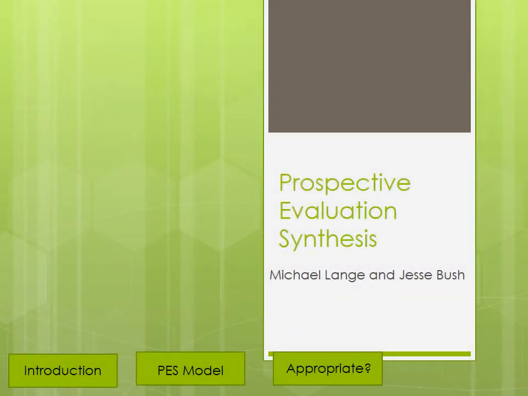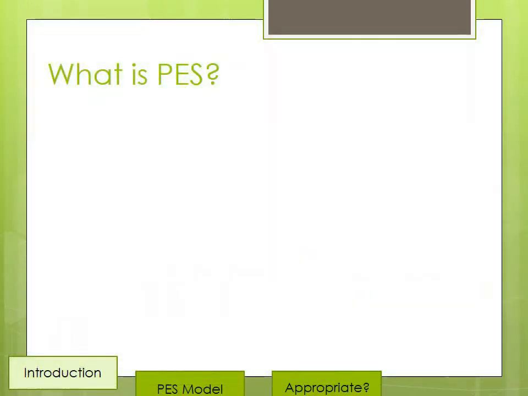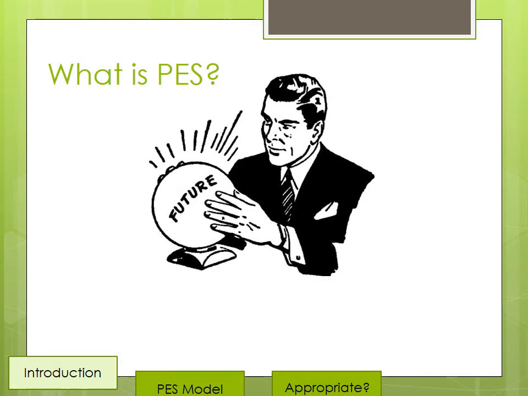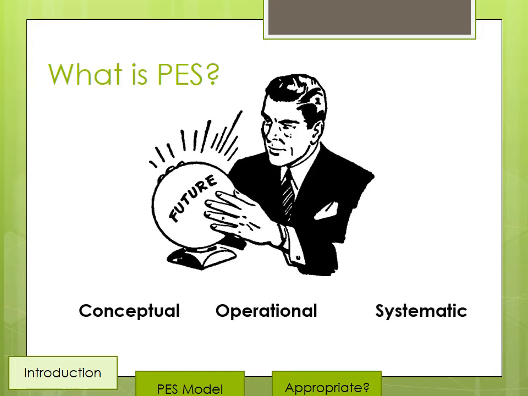I will introduce the prospective evaluation synthesis by giving the background, speaking about the model itself, and discussing when it is appropriate to use it. The prospective evaluation synthesis, or PES model, is one type of prospective method that deals with making future projections based on conceptual, operational, and systematic analysis.